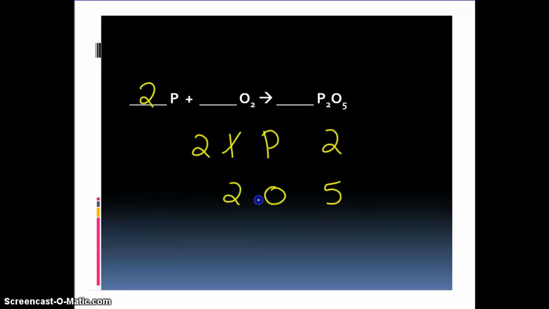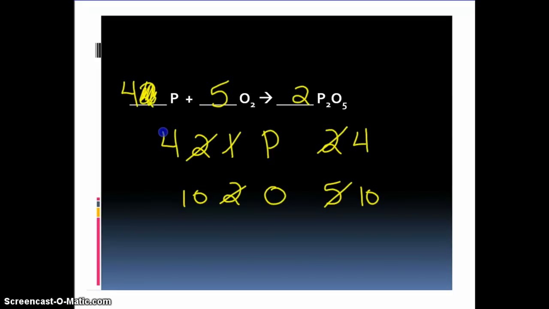Okay, well the only number that will get them to the correct number would be to get them both to 10. So this one by 5. 5 times 2 is 10. And now this one by 2. 2 times 5 for the oxygens is 10. Now the P. 2 times 2 is 4. I have to go back over here and we have to change that P there to 4. Alright, let's look at another example.